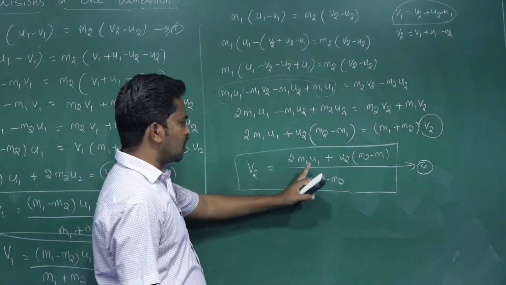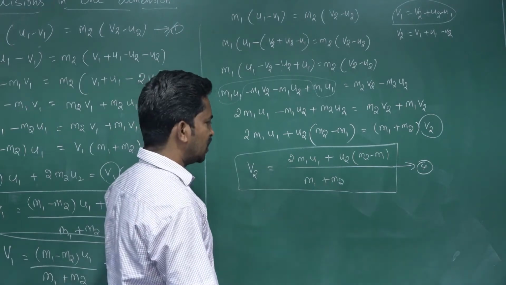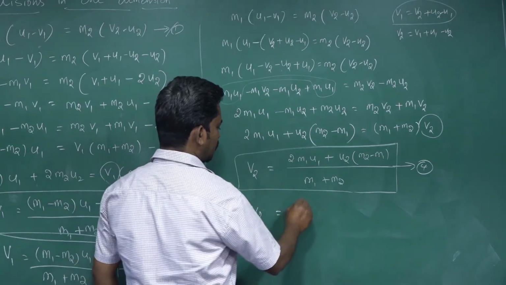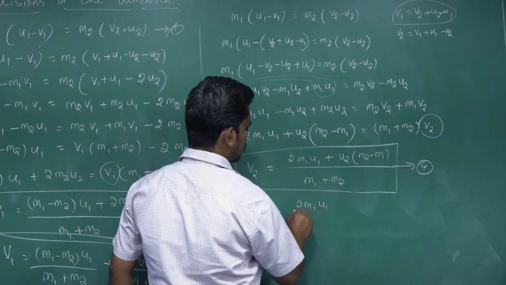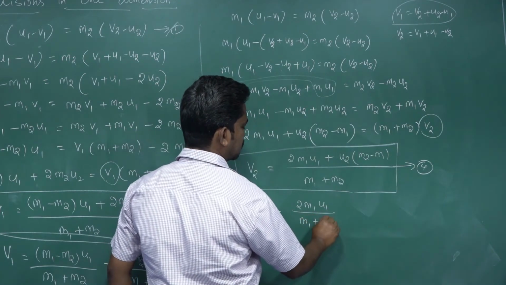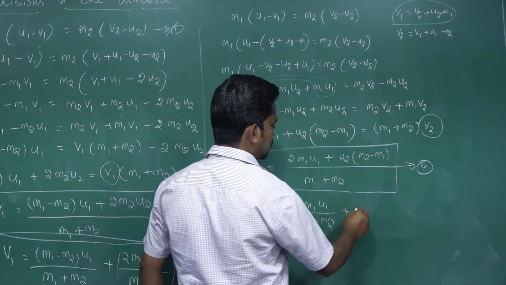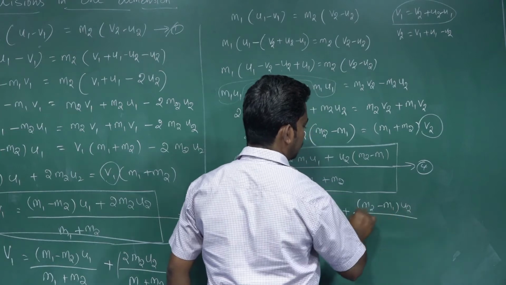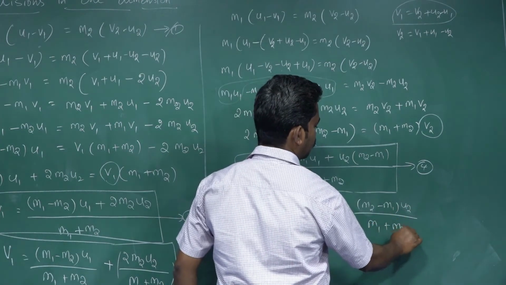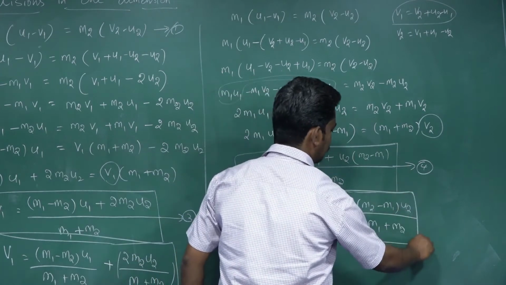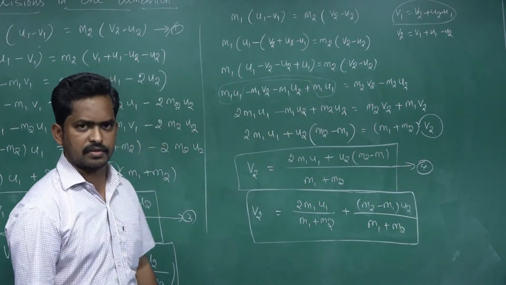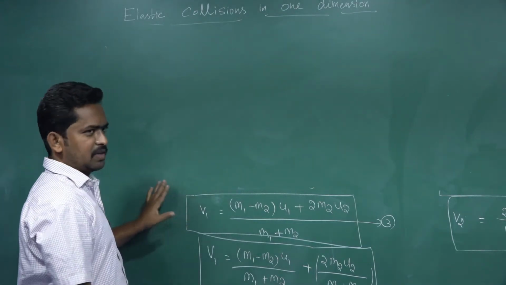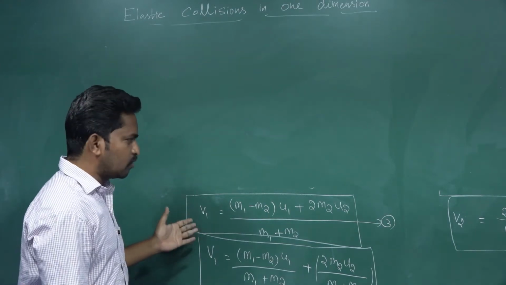v2 is equal to (2m1 u1 plus u2 of (m2 minus m1)) divided by m1 plus m2. For our convenience, this term is divided into two parts: 2m1 u1 divided by m1 plus m2, plus (m2 minus m1) of u2 whole divided by m1 plus m2. This is the final velocity of the second body, v2. It's very important. See, next one is also very important. So now, the final velocities after collision of two elastic bodies, v1 and v2.